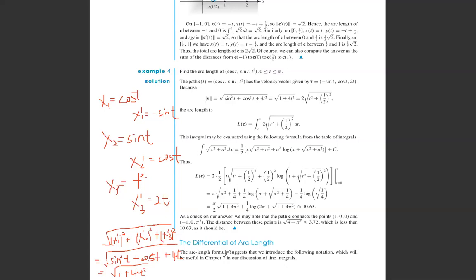And the arc length is basically the integration from the starting point 0 to the endpoint pi, square root of 1 plus 4t squared dt.